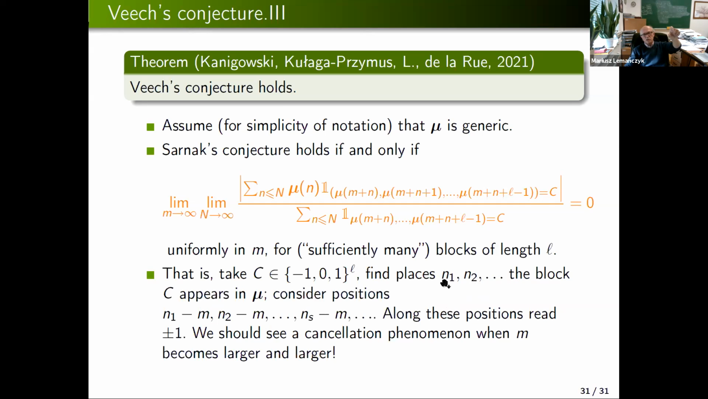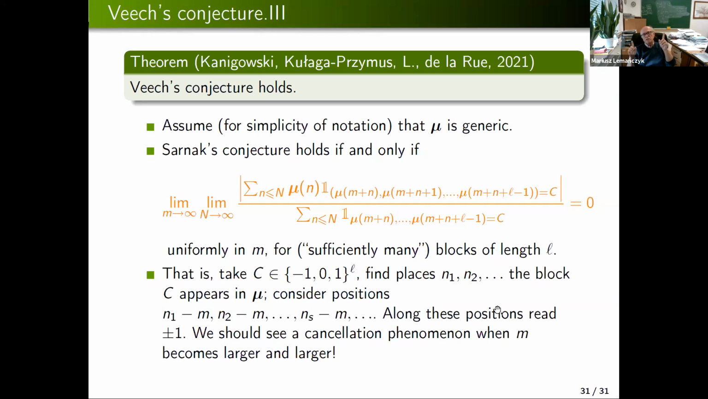I have my block C, then I move my function mu by the shift, and at a certain time I return. So these are consecutive returns to this block. Okay, so now I shift this return point. So now I have this infinite sequence, N1 minus M, N2 minus M, and N3 minus M, etc.